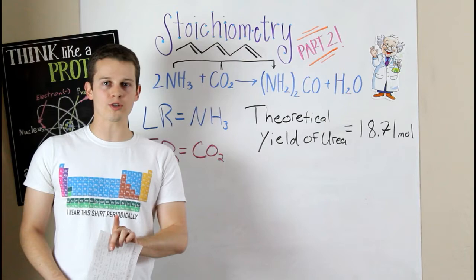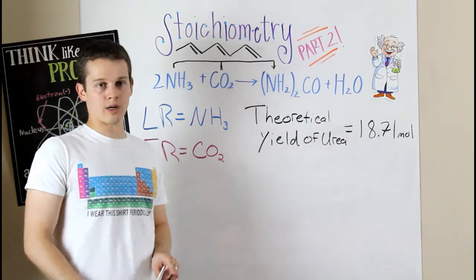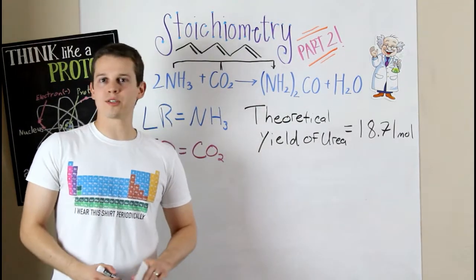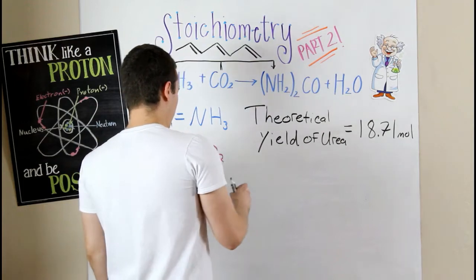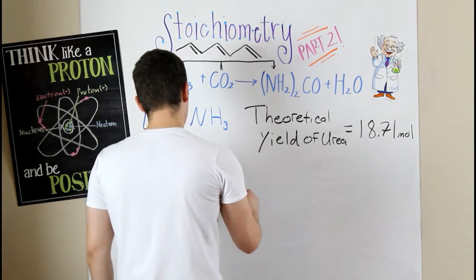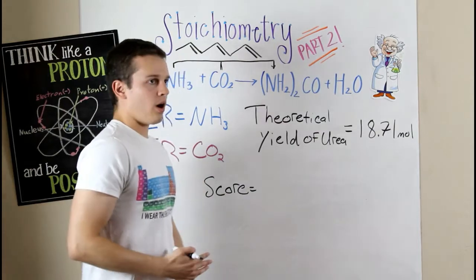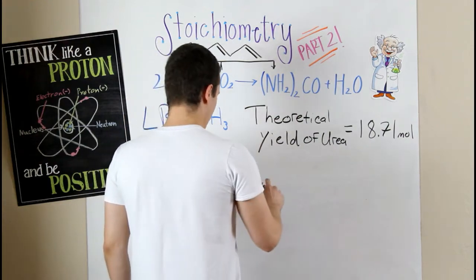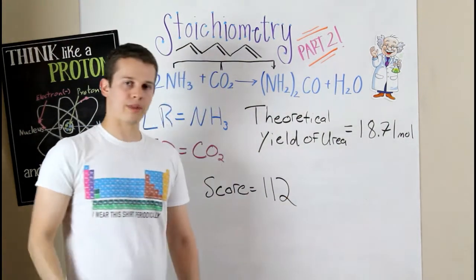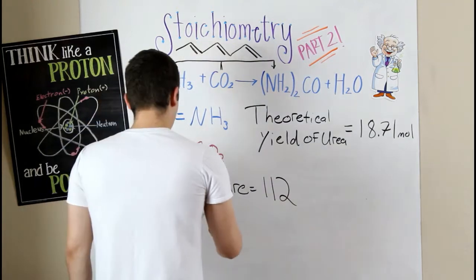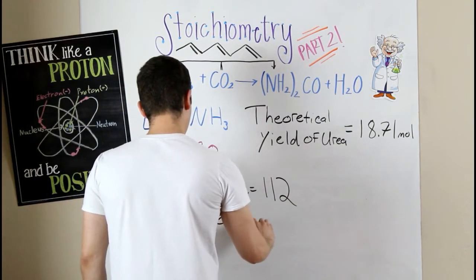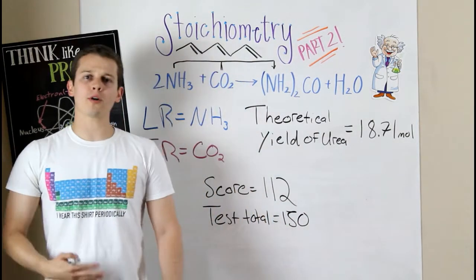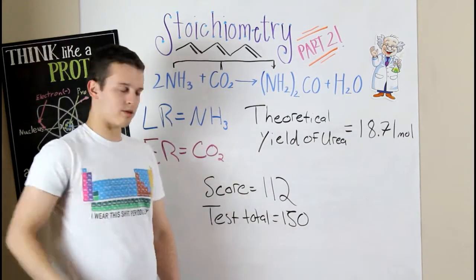So let me pose another question for you before I get to solving a percent yield of urea. Let's say you took a test, and you scored on this test out of, let's say, 150 points. Let's say you scored 112 points. That was your score on the test. How can you figure out your grade percentage from just these two numbers here?